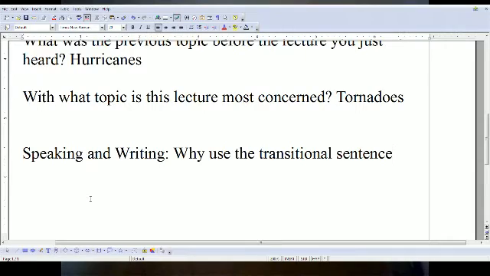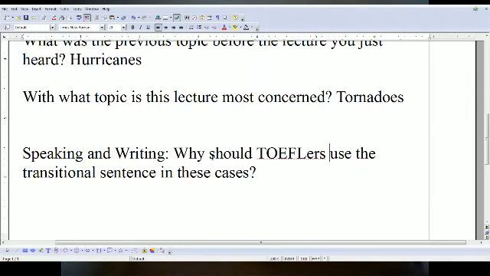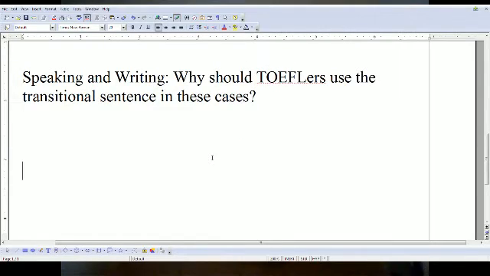So why use a transitional sentence in these cases, right? And if I want to make this a complete sentence, how about: why should TOEFLers use transitional sentences in speaking and writing tasks, right? So to answer the question, it helps your audience understand how things are connected, right? We can understand how one point relates to another if you're using transitional sentences. So it can be very, very effective in those cases.